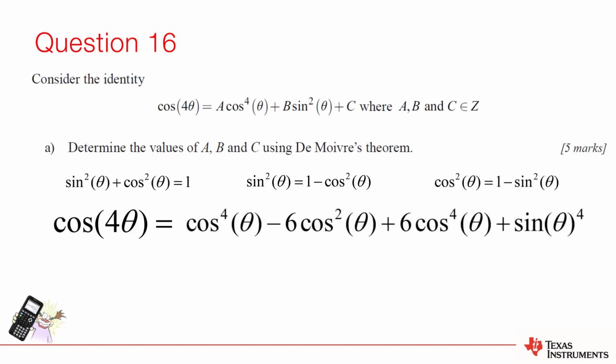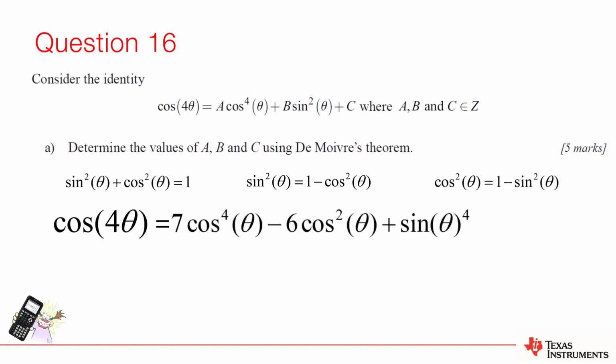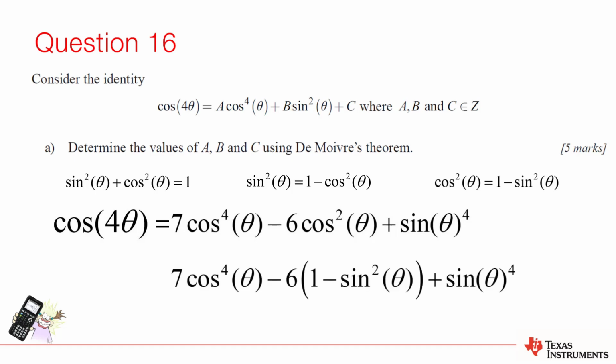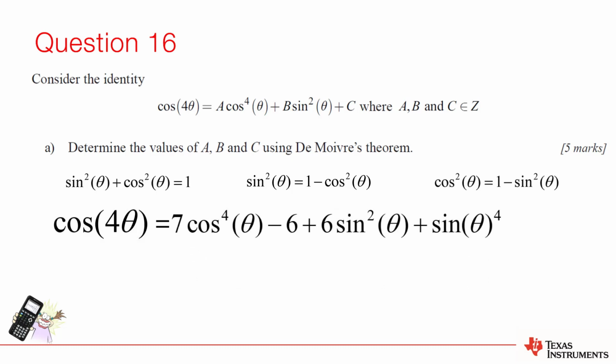That fixes one part, as it gives us another cos to the power of 4, but leaves us with a cos squared component. But we can fix that by swapping out the cos squared with 1 minus sine squared. Now we've finished the middle section. It's time to work on the last part, the sine to the power of 4.